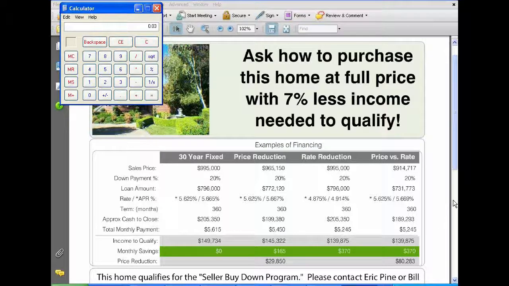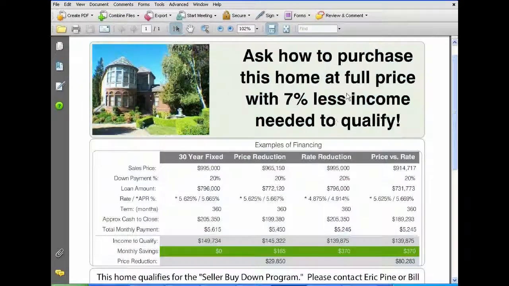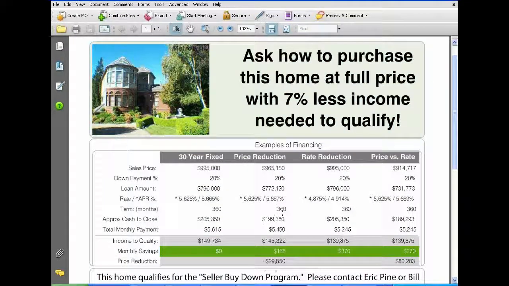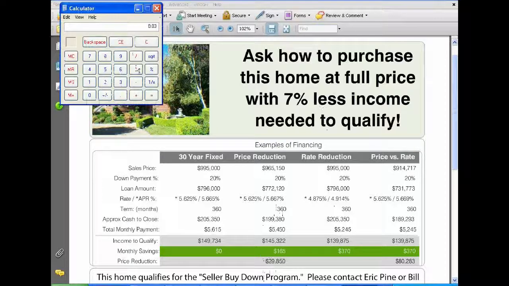Okay, so I'm going to check some questions. I'm pretty sure there are a lot of questions here. Please explain how the amount is the same for the seller if he drops the price. Okay, so if he drops the price, this $29,850 is 3%. If we took $995,000 and multiplied it by 3%, it's $29,850.